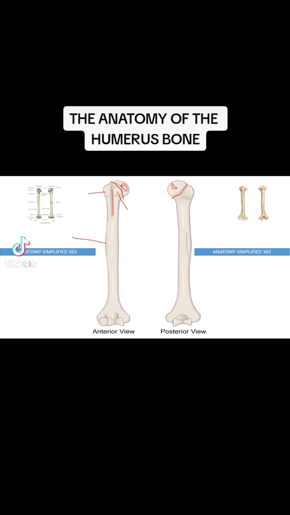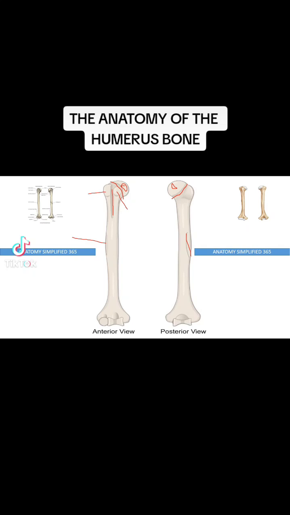And then posteriorly we have the radial groove, that is right here. This is where the radial nerve passes. Remember, we have two views here. We have the posterior view, that is on our right, and then on the left we have the anterior view.